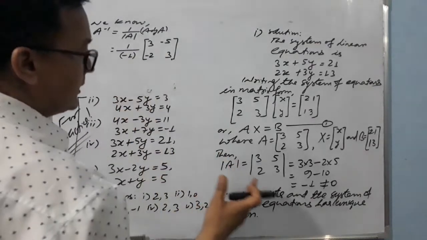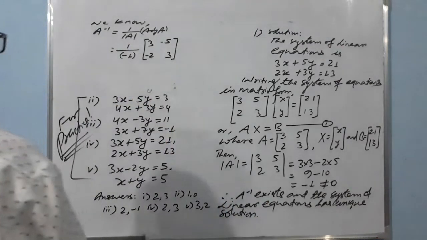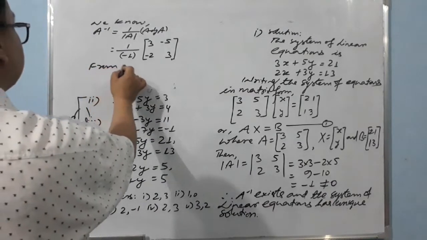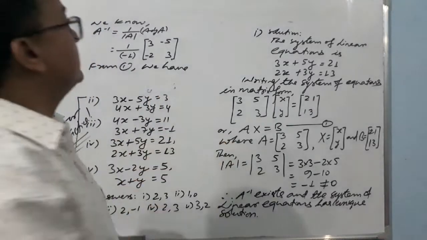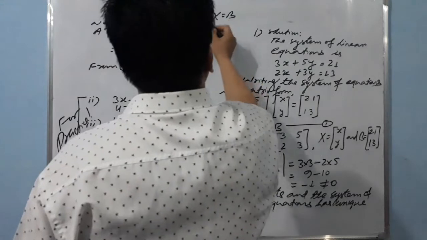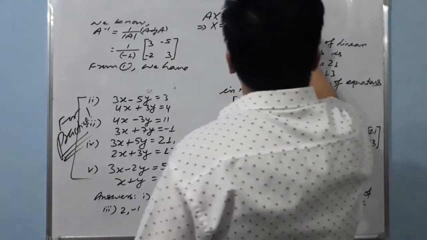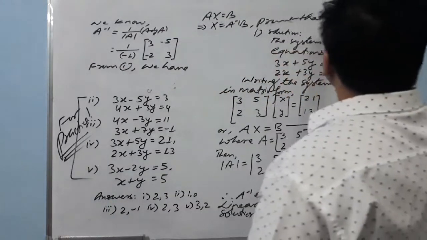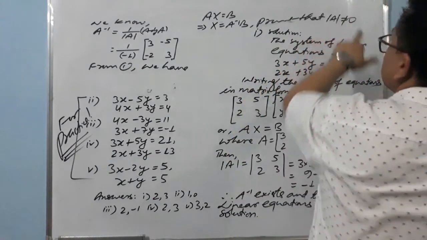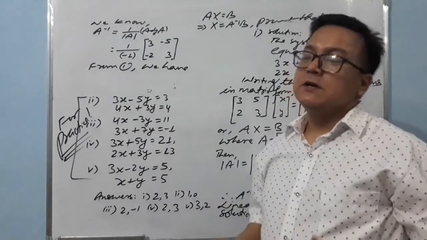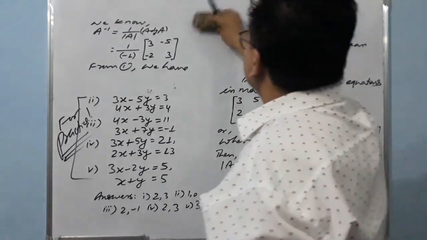If you have 2 3 at that time, you might have a problem keeping it in fractions, so let it be in this form. Now from the first equation AX = B we have derived X = A inverse B, provided that determinant of A is not equal to 0. If determinant of A is not equal to 0, then A inverse exists, and if A inverse exists, then we can write it in this form, as I told you just now.